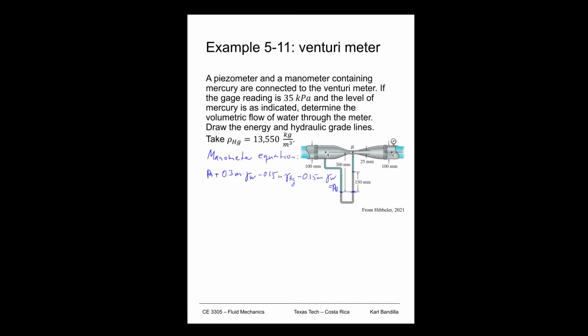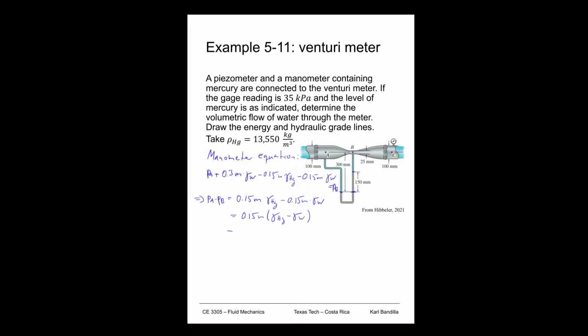All right, we can simplify that a little bit, or maybe we just write it in one step. If we want to solve this for PA minus PB, we have to get all this to the other side. However, we have two terms that involve water. We have 30 centimeters minus 15, so 15 centimeters. That's now negative because it was positive. The mercury gets positive, so it can be 0.15 meters times the specific weight of mercury minus 0.15 meters times the specific weight of water. So we can pull out the 0.15 and then just have the difference between the two specific weights times it would be the pressure difference.